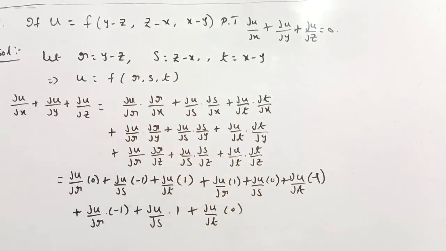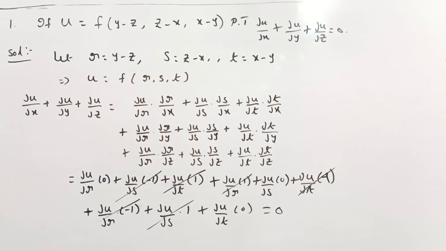So simplify these terms. So 0 into anything is what? 0. Minus ∂u/∂s, minus ∂u/∂s plus ∂u/∂s get cancelled. This is one term. ∂u/∂t minus ∂u/∂t get cancelled. So 0 into anything is 0. ∂u/∂r minus 1. ∂u/∂r into 1 plus 1 and minus 1 get cancelled. So what is the answer? 0. So like this you have to differentiate chain rule problems.